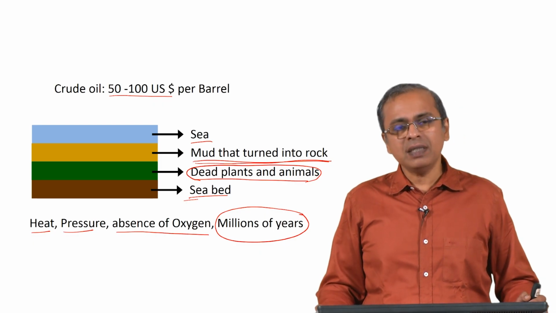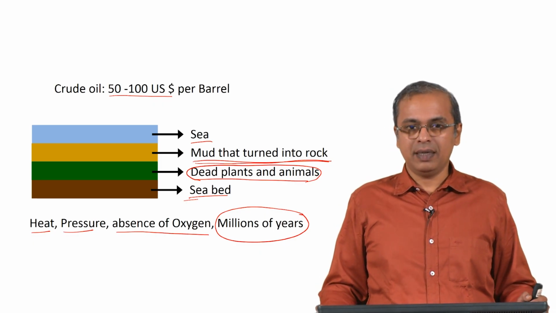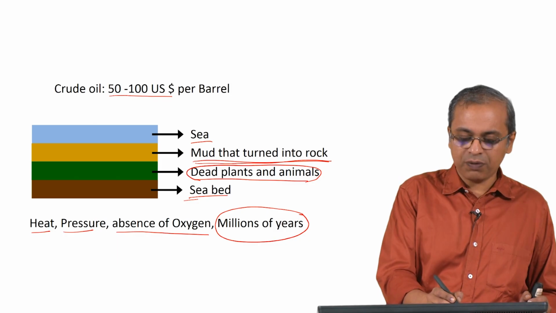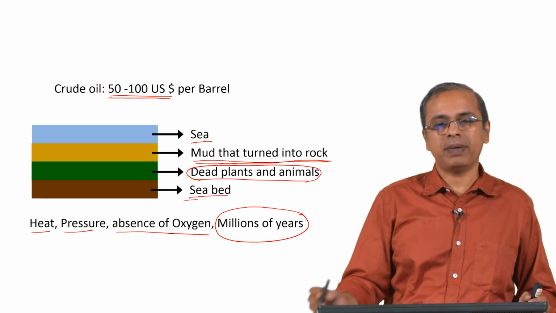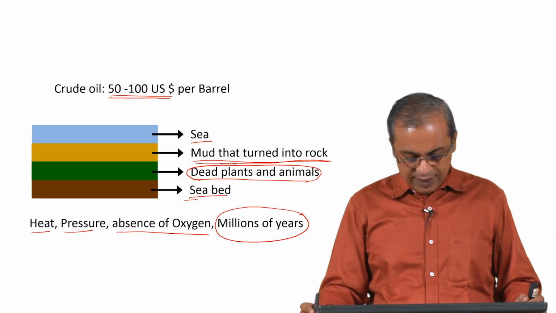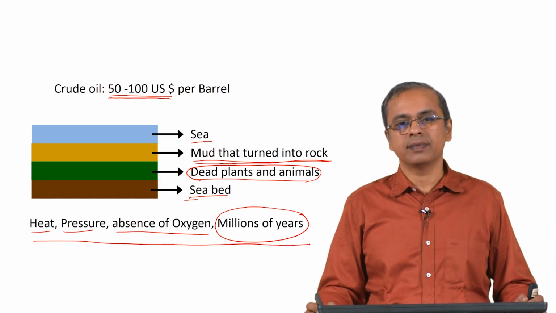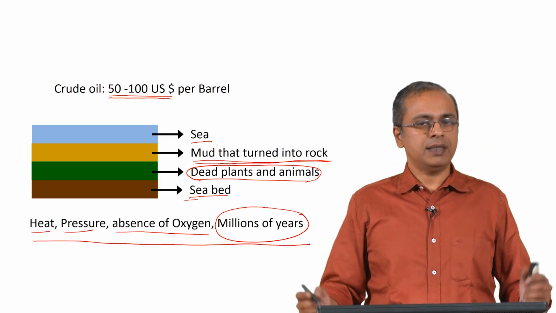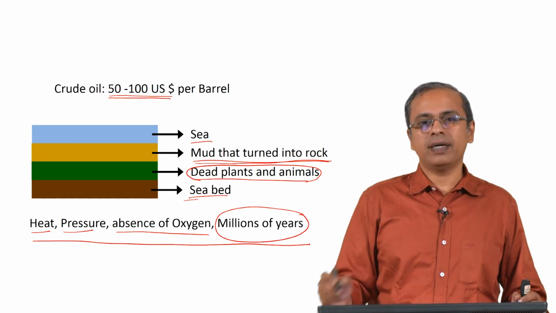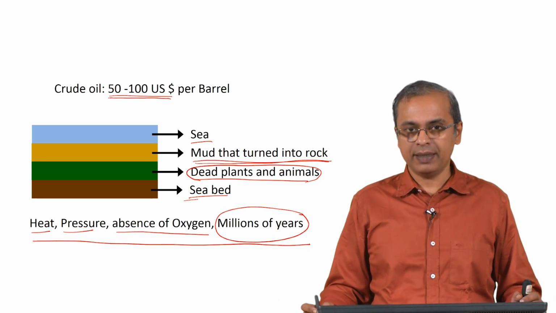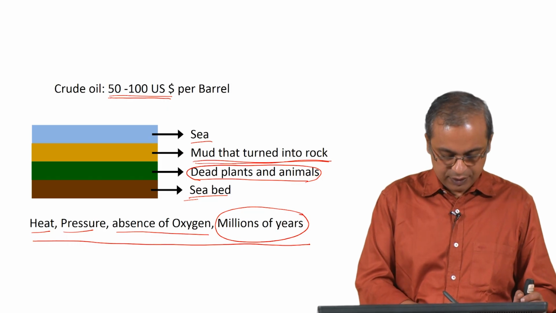So, the question we have to ask ourselves is that when you come up with this price of 50 to 100 US dollars per barrel, where is the price for all of this? Where in this 50 to 100 US dollars per barrel did you account for all of this?